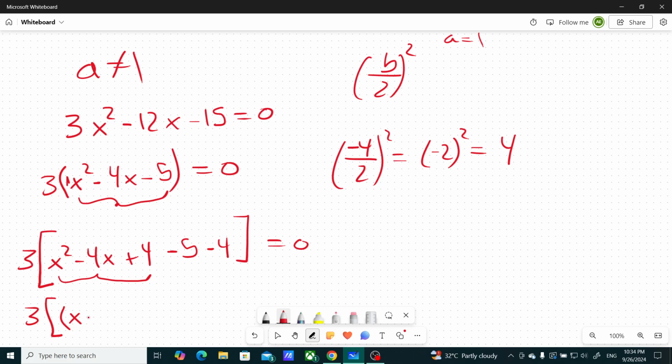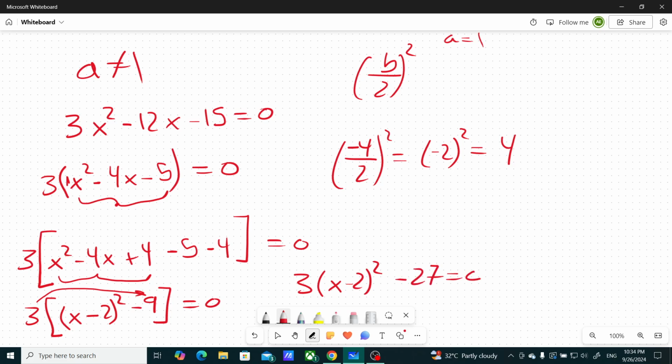So I will have a 3, and I will factorize this part. Square root of the first, copy the sign, square root of the second, all squared. Minus 5 minus 4 is basically a minus 9 equals 0. So now I will multiply this 3 to the minus 9 to get it out of the bracket. So I will have 3 times x minus 2 squared minus 27 equals 0.